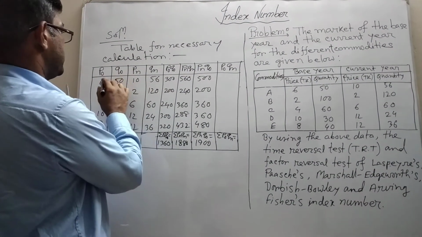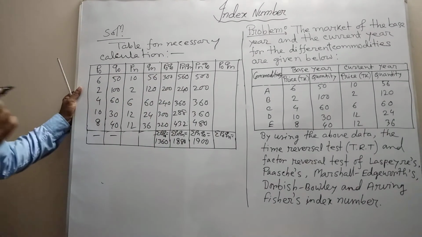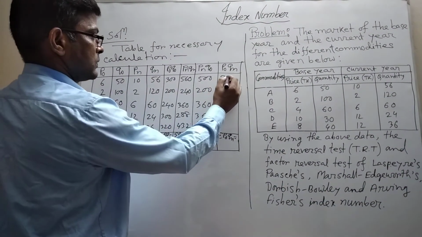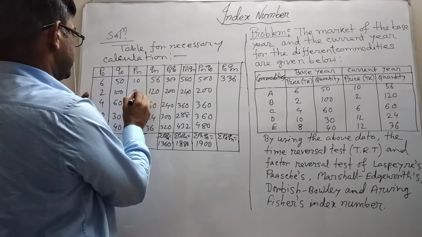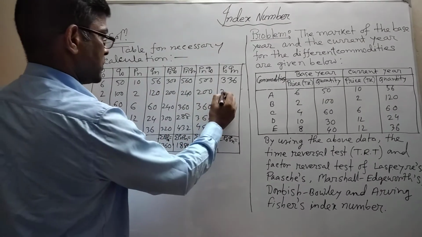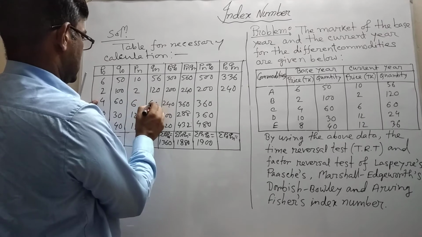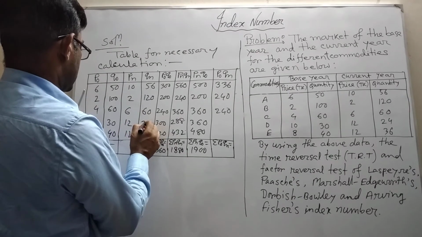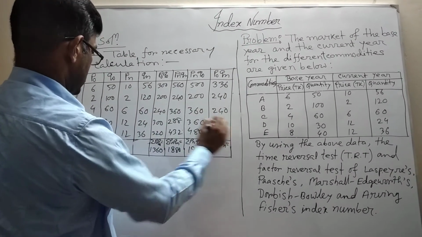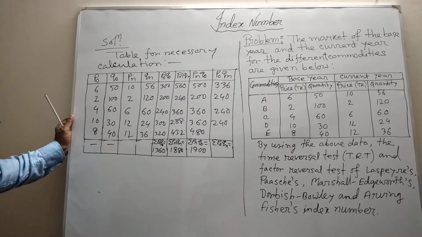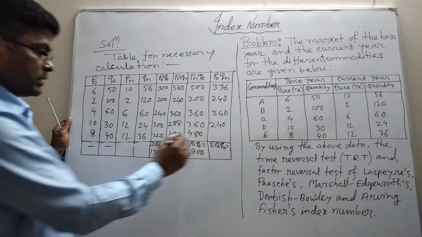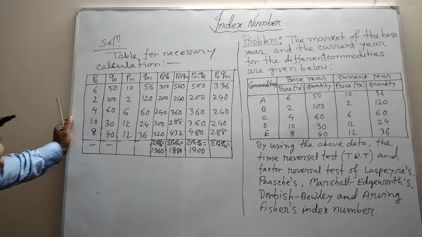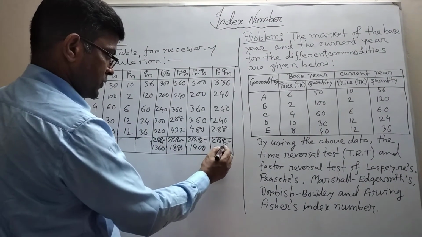Next, POQN: 336, 240, 240, 240, and 288. Then the sum total is 1344.